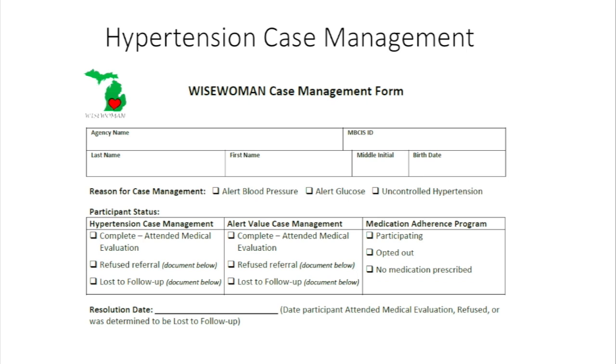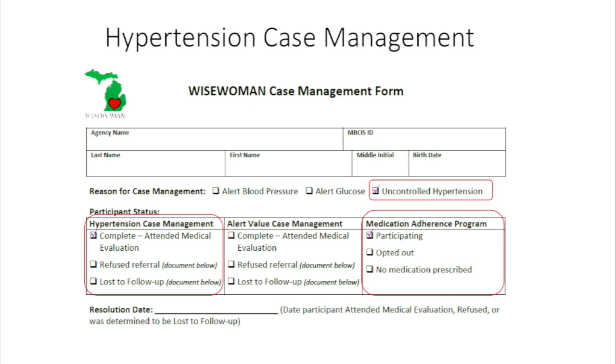You put in all the information at the top, and the reason for case management is going to be uncontrolled hypertension. Then we've got two sections that we're going to be looking at under participant status. One of them is the hypertension case management on the left, and the other one is the medication adherence program on the right. You see we've checked complete and participating because this is the ideal situation that you want to have happen. You want her to complete the case management, you want her to attend the medical evaluation, and you'd also like to get her involved in the medication adherence program to make sure that she's taking her medication as she's supposed to.